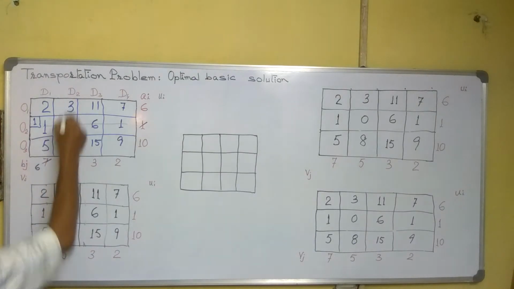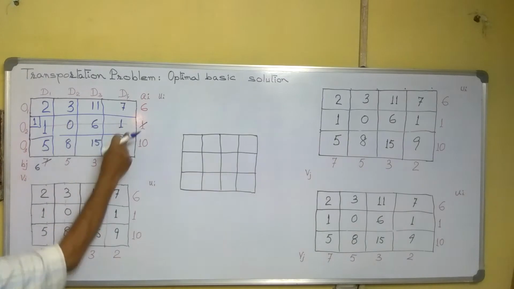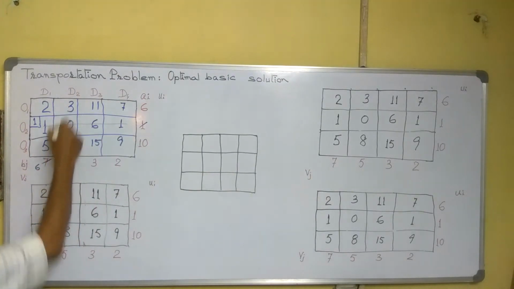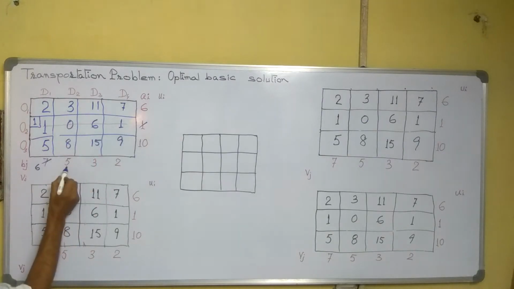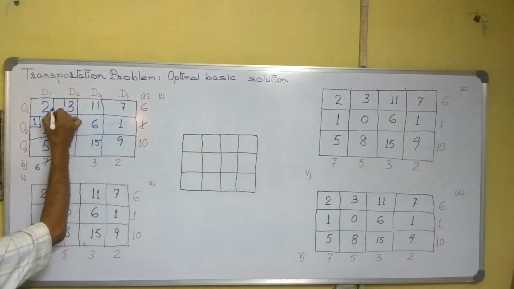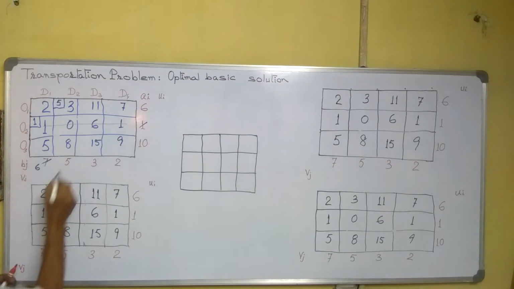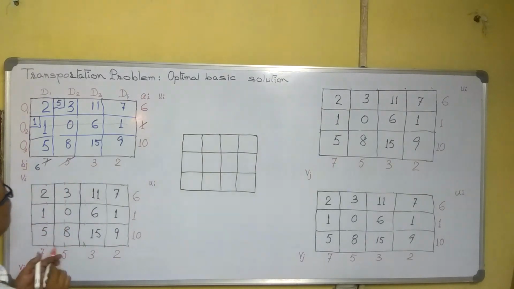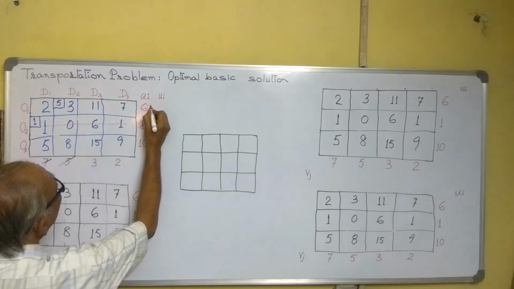Now come to this column. This column minimum is now 3 because this is not there. Out of these two, minimum is 3. Here is 6, here is 5. Smaller is 5, so we have to apply 5 here. If we are applying 5, this one is going, and here it remains as 1.